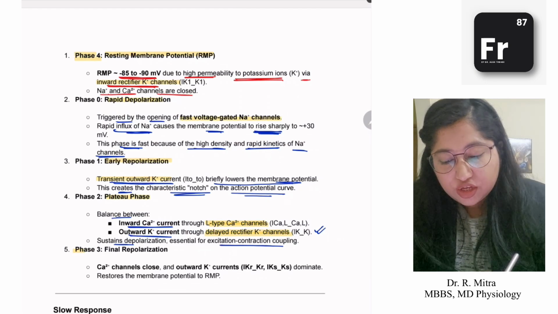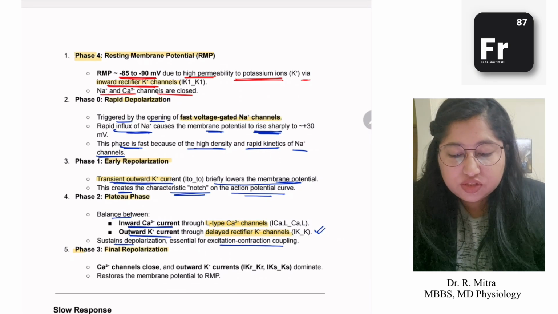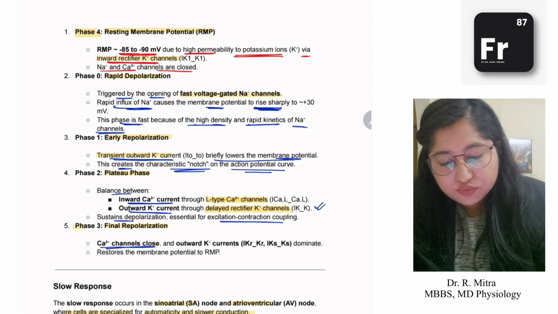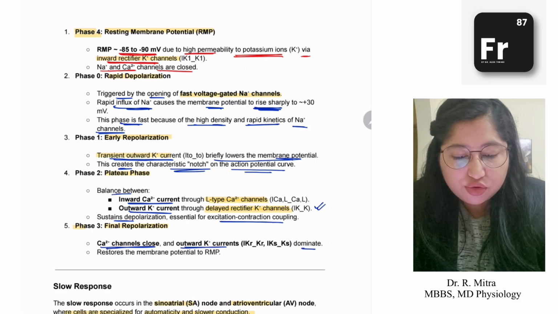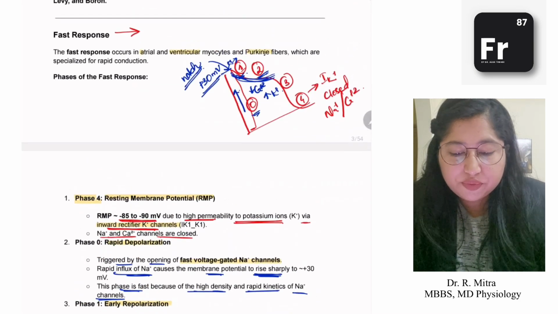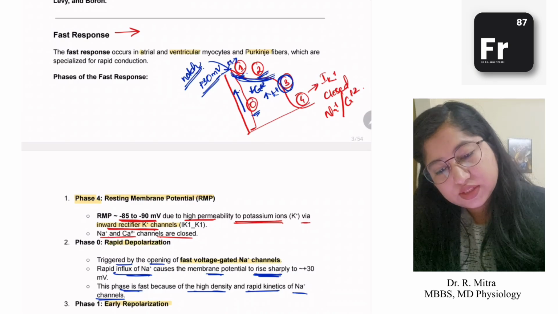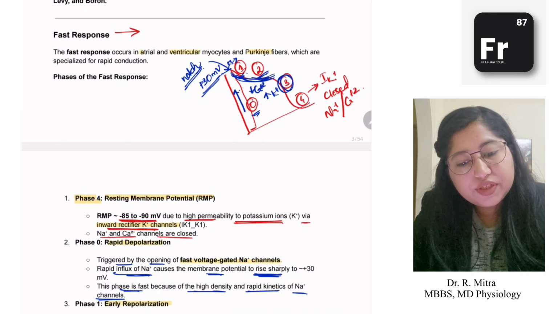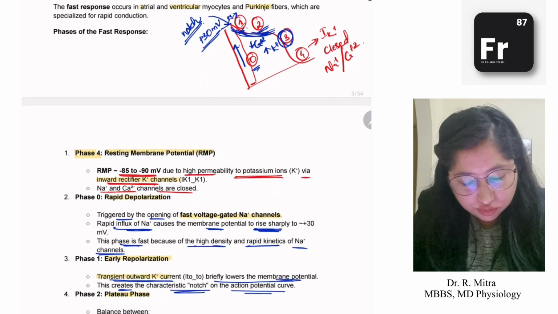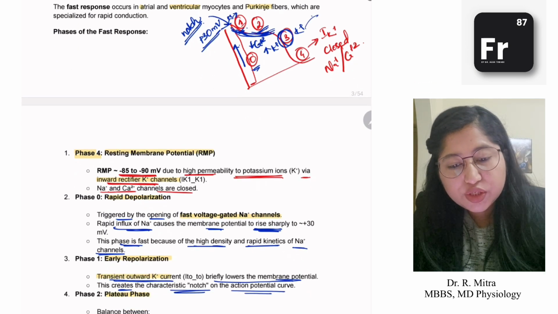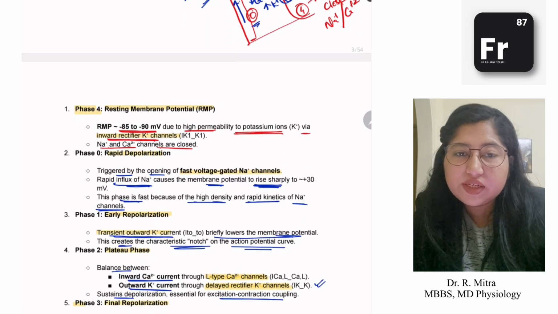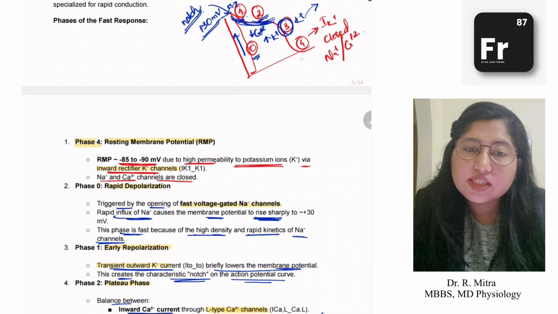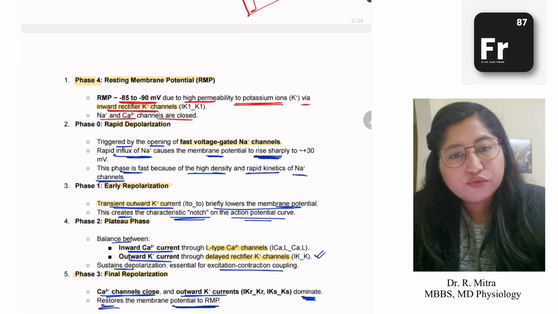Now, coming to phase 3, which is the final repolarization, the calcium channels close and outward potassium currents dominate. In phase 3, as you can see here, the calcium channels which were opened during the plateau phase have now closed and the outward potassium current dominates, which restores the membrane potential to the resting membrane potential. That was the fourth phase.